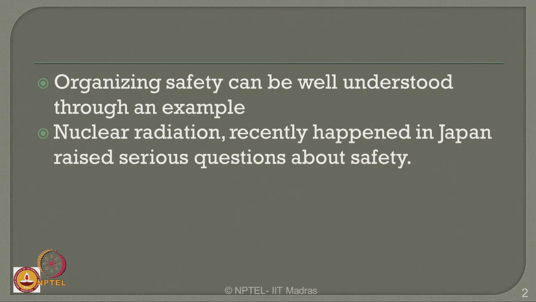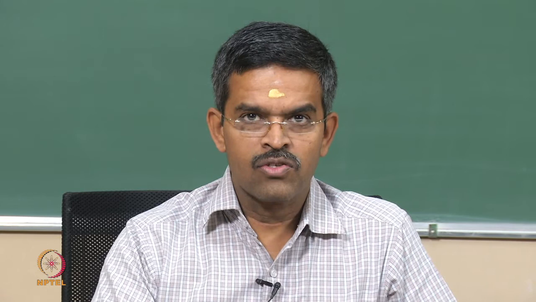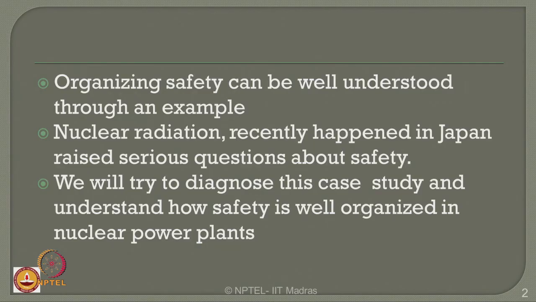The nuclear radiation that recently happened in Japan raised serious questions about safety, though the problem discussed now will not be directly applied to an oil and gas industry. However, an example of a recent occurrence will be interesting for us to know how safety in design and operation was well practiced in a nuclear power plant in Japan, from which we can learn good lessons. We will try to diagnose this case study and understand how safety is well organized in nuclear power plants in Japan.